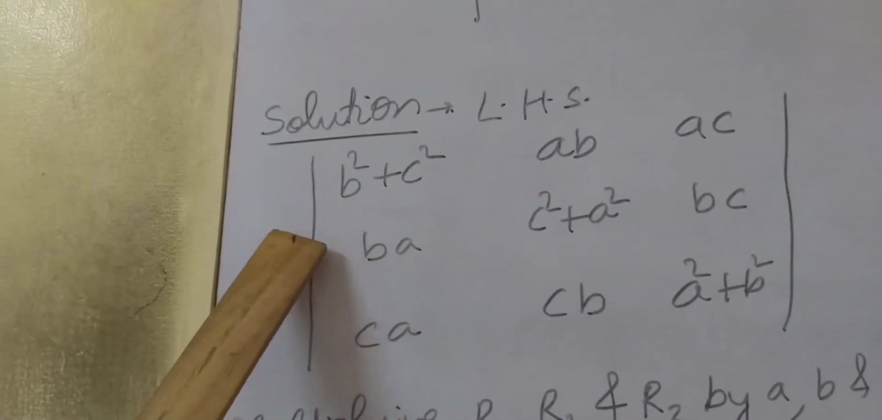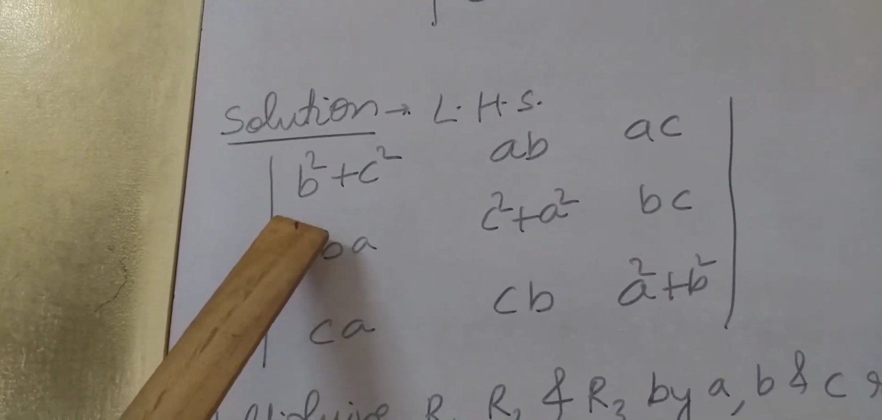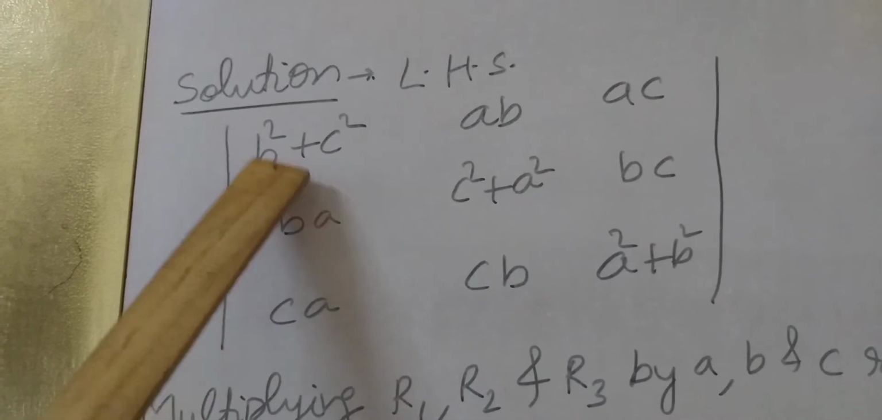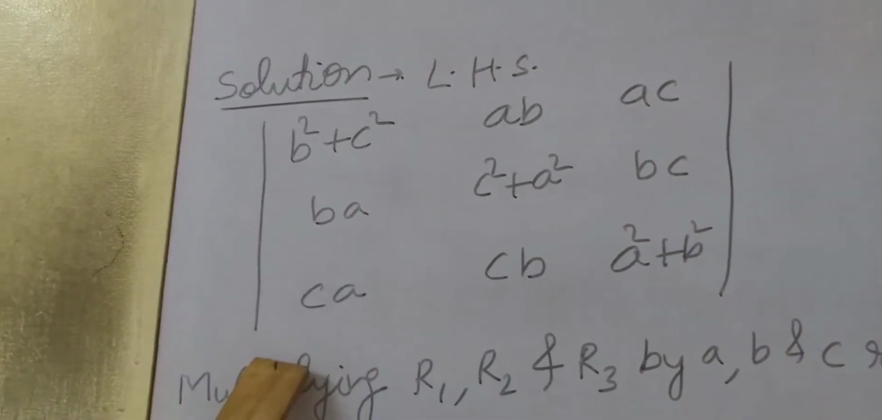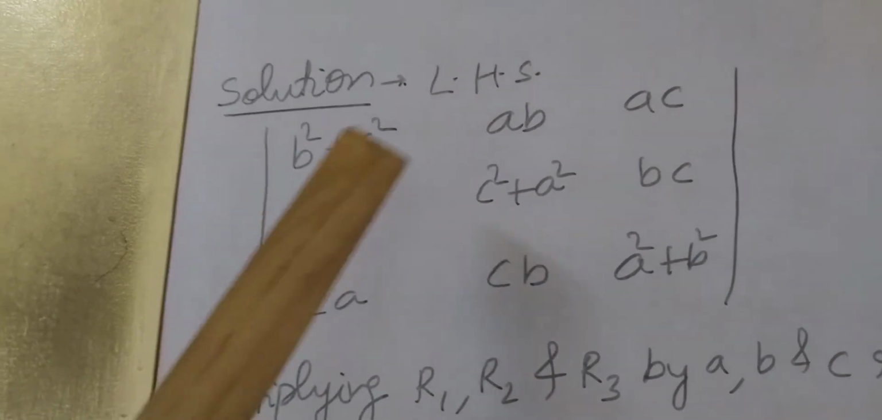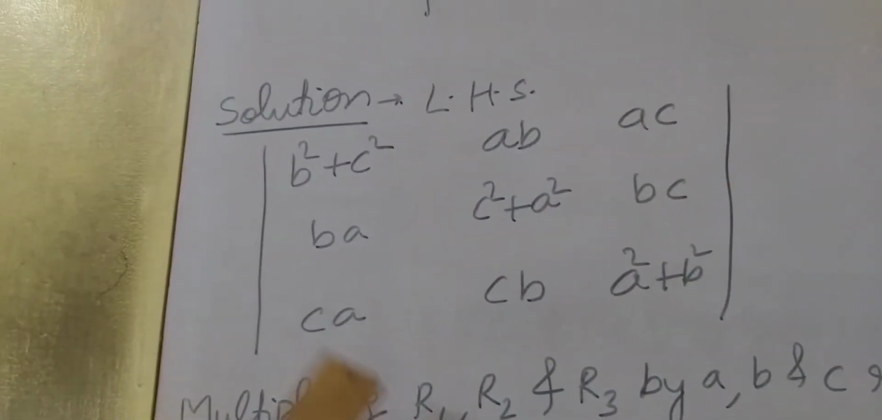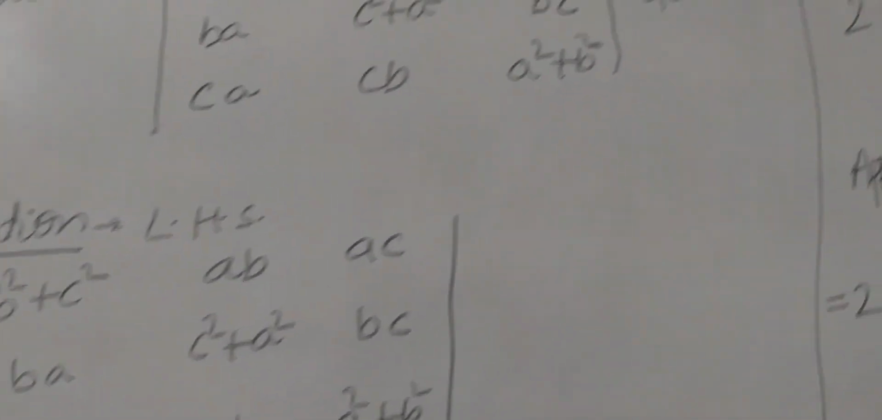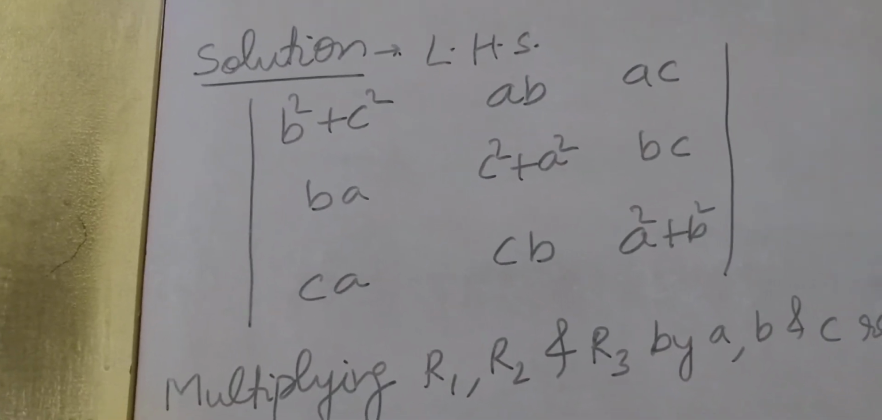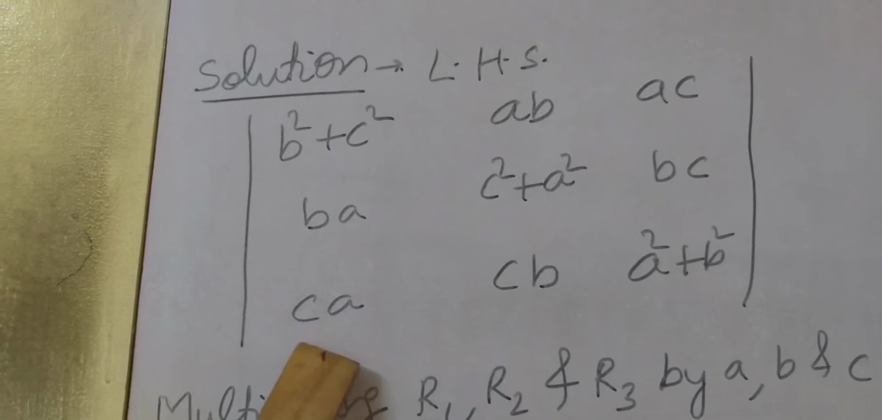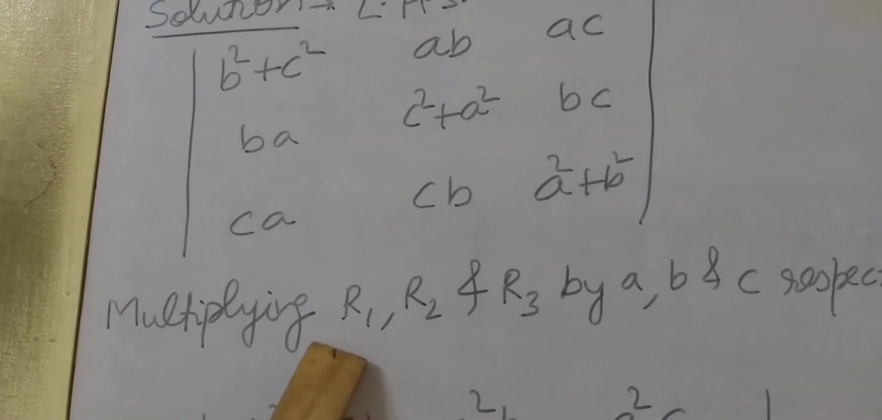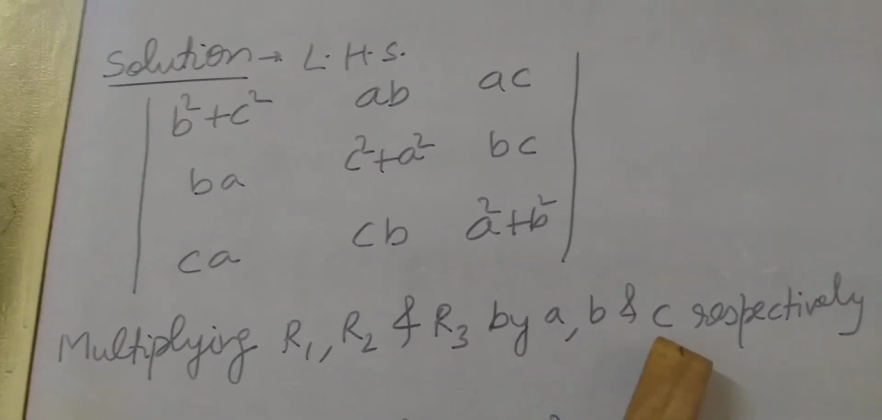So students, if I multiply the first row by A, the second row by B and the third row by C, then we can get A square here, B square here, C square here. Because we need only A square, B square, C square, that's why I am going to multiply R1, R2 and R3 by A, B, C respectively.